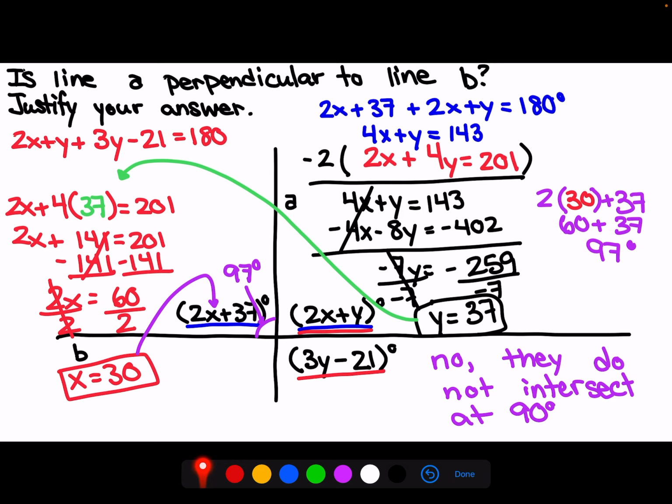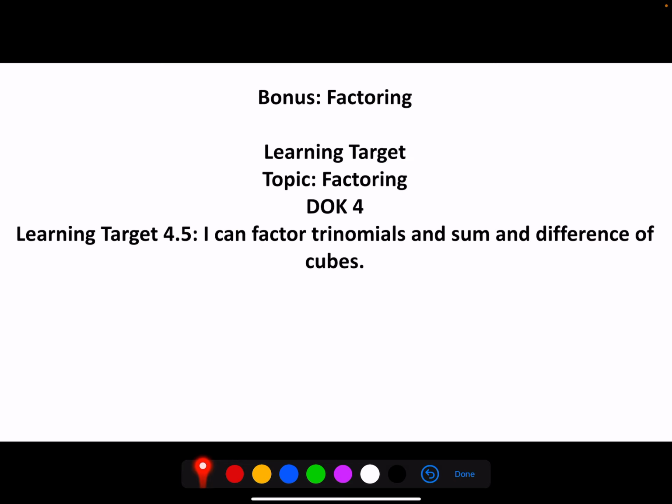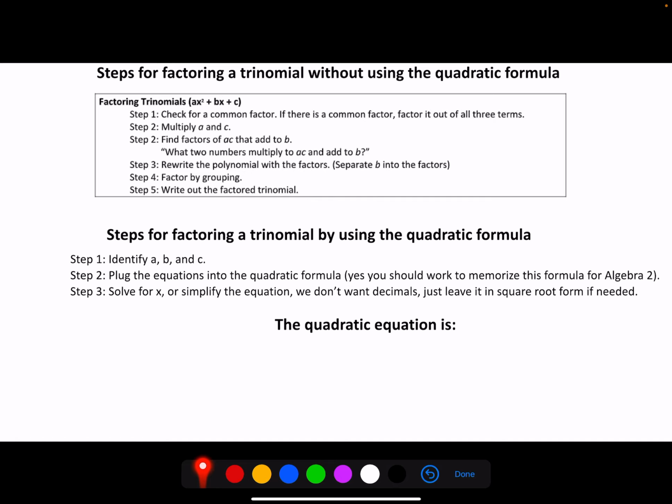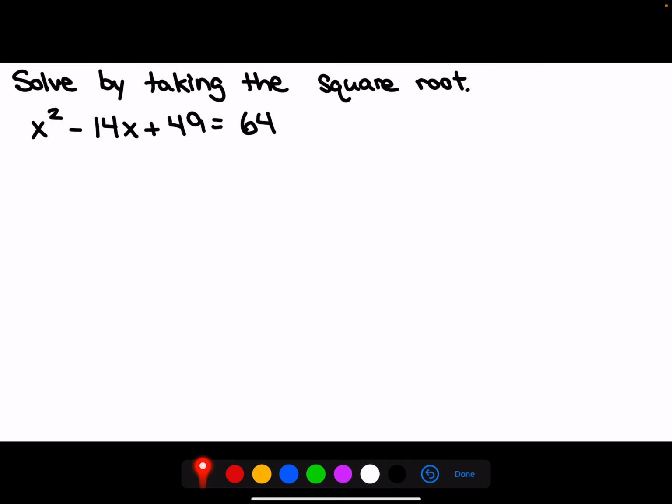And that's it. All right, let's go ahead and move on to our bonus learning target today, which is factoring. We're going to go ahead and factor trinomials using perfect squares. So go ahead and pause the video if you'd like. These are our tips for factoring. If you need to write these down, please feel free to. Let's go ahead and start by solving by taking the square root.